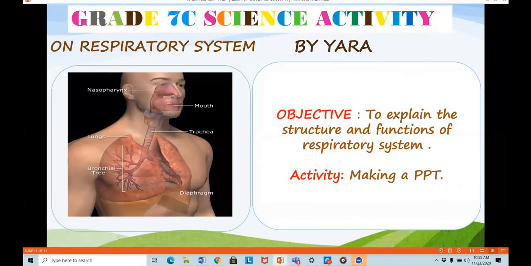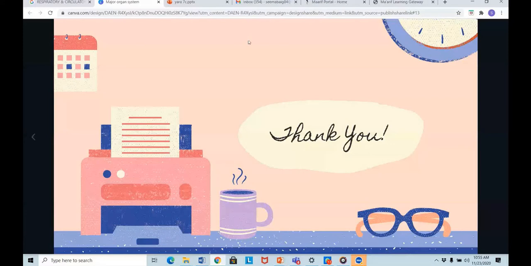Then we have the activity by Yara, which is on the respiratory system. The objective is to explain the structure and functions of the respiratory system, and the activity is to give a presentation.